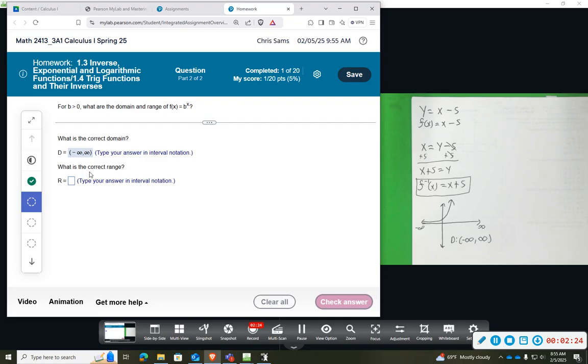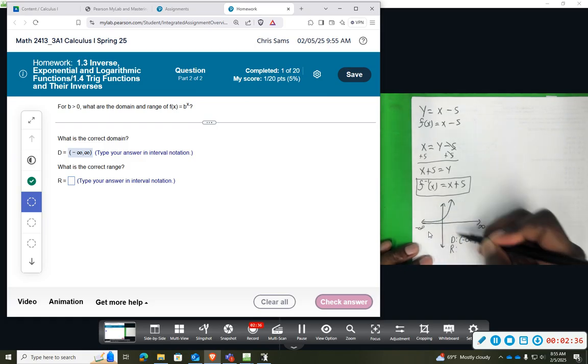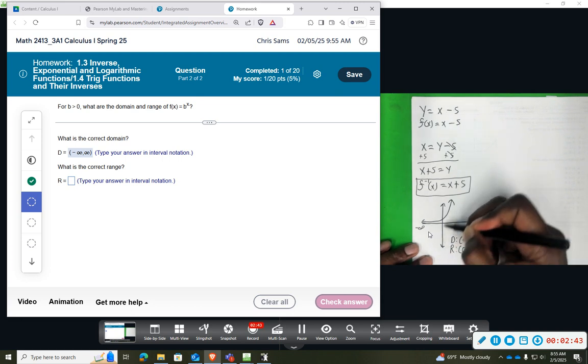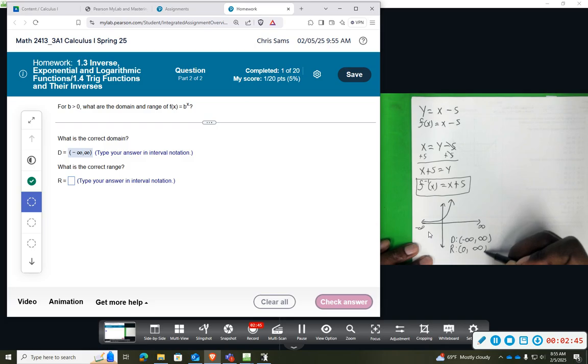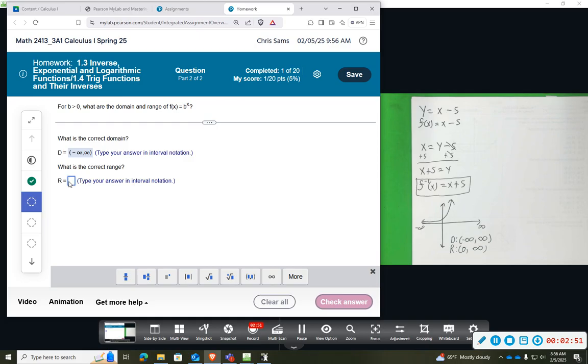And then there's a part 2. It says what is the correct range. So also from this image you can see that this graph does not go or touch 0. So that tells us that our range starts at 0. The parenthesis indicates it doesn't reach 0, but it gets close to it, and then it shoots up to positive infinity. Okay? And again, these are just concepts that we want you to be familiar with. So this is going to be 0 to infinity.